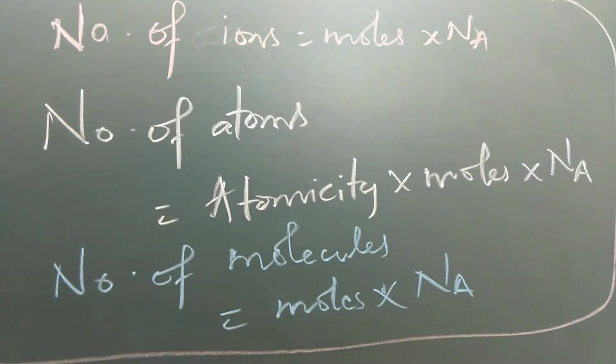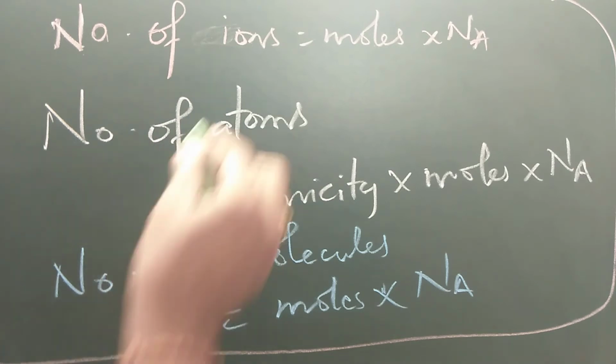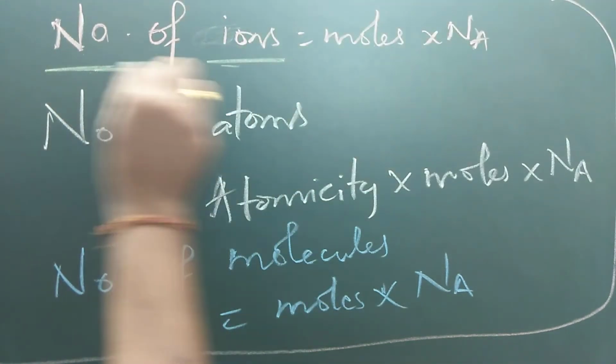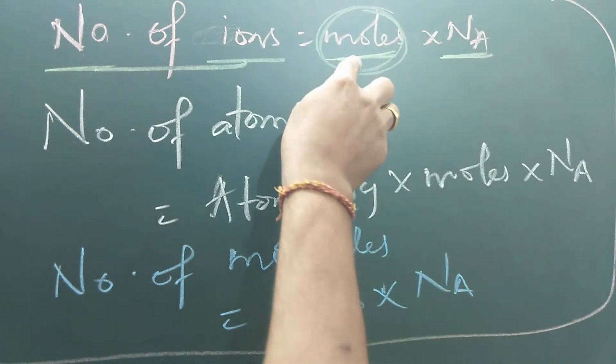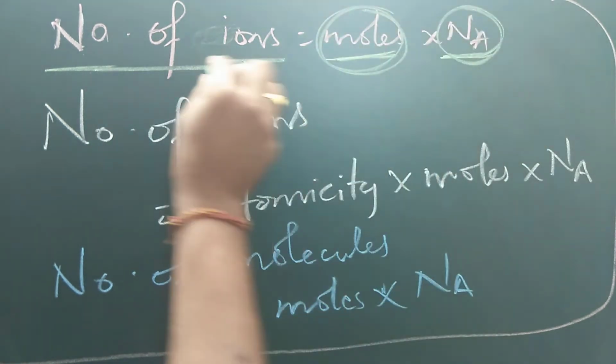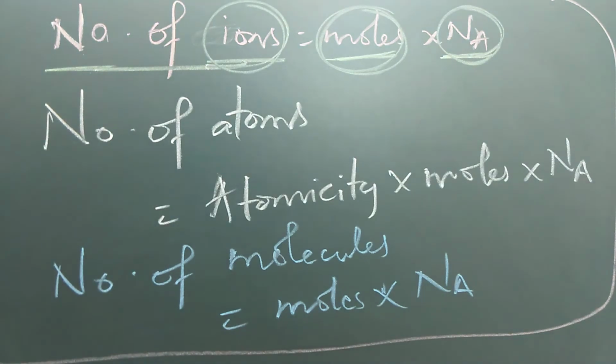Now let's look at the formula used to find the number of ions. Number of ions is equal to moles into Avogadro number. You find how many moles are there, and if you multiply with Avogadro number, you will get the number of ions present.